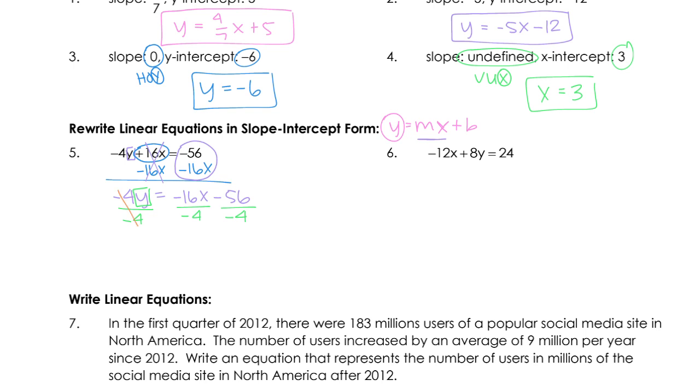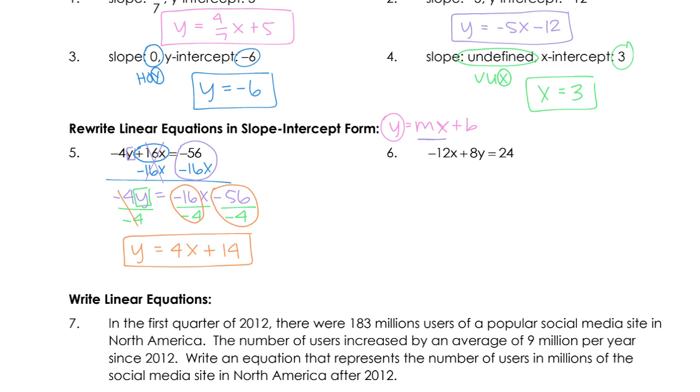So those negative 4s cancel out. I have just y left, which was my goal. And then I have to simplify negative 16 divided by negative 4. Two negatives make a positive. 16 divided by 4 is 4. Still have to bring down that x with it. And then we're going to simplify negative 56 divided by 4. Two negatives again would make a positive. And then 56 divided by 4 would end up being 14. So that is our answer in slope-intercept form.